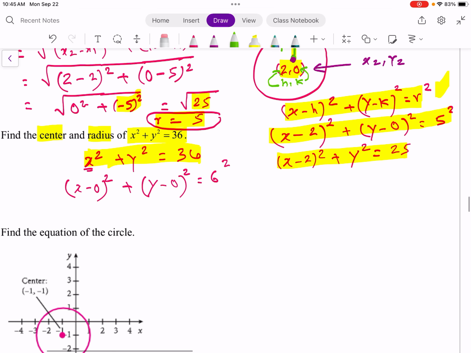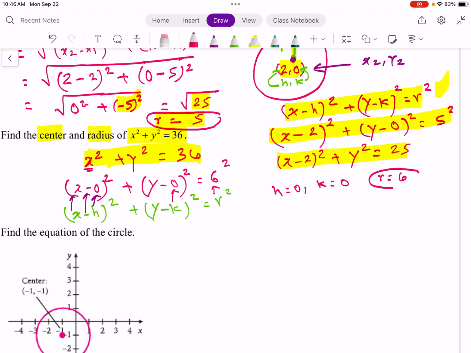Now let's compare with our standard form, (x − h)² + (y − k)² = r². For x we have x, for the negative we have negative, so for h what do we have? Our h is 0. What is k? For k we have 0. What is r? r is 6. So the radius of the circle is 6, and the center is (0, 0).